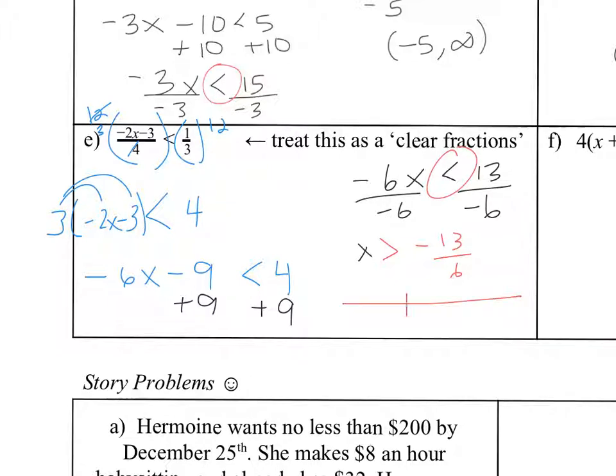This is going to be an open dot because it doesn't include it. And you're going to shade to the right. And then if I'm doing inequality notation, it starts at -13.6 and goes all the way to infinity.